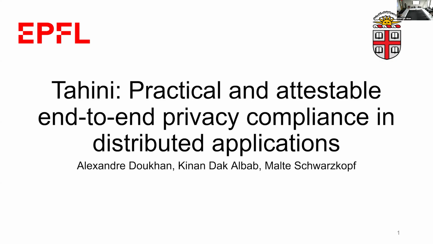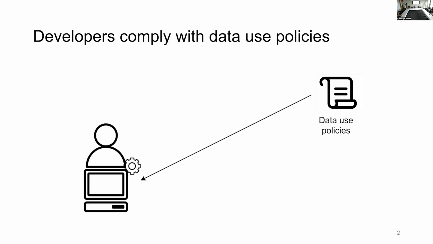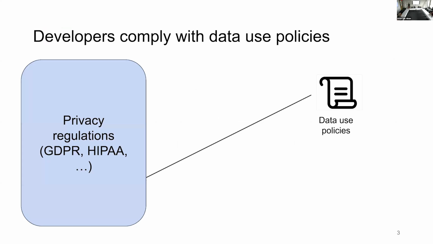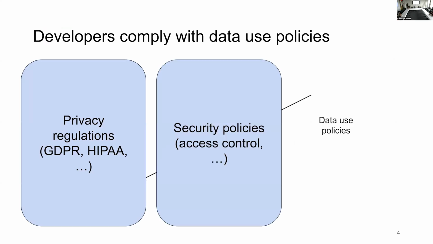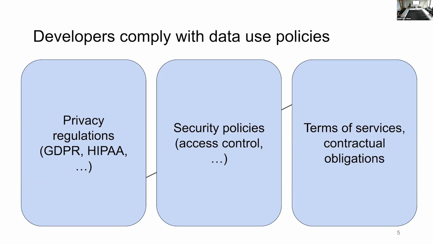Okay, let's go. When developing applications, developers actually have to comply with data use policies of different kinds. One of the best known is regulations, such as GDPR or HIPAA. But there are also security policies such as access control that monitor resource access. And otherwise, there are terms of service, or, in broader terms, privacy guarantees that are proposed by companies and by the products they offer.